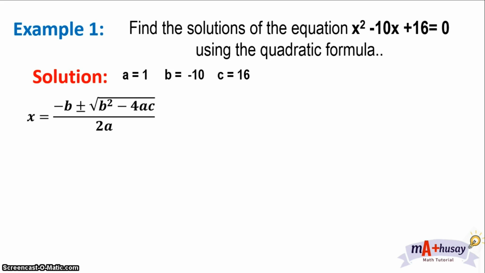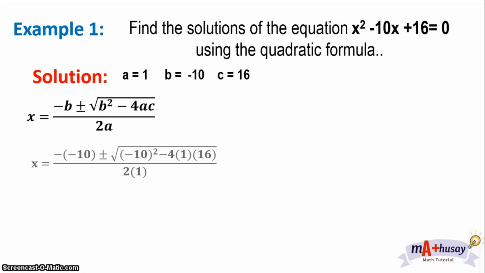So, since we know the values of a, b, and c, substitute na lang natin. So, we have, yung b natin is -10, -10 sa loob, then you have your a is 1, and c is 16. So, negative times -10 is positive 10. Sa loob naman ng square root, -10 squared is 100. -4 times 1 is -4. Times 16, it's -64. Then, all over 2.